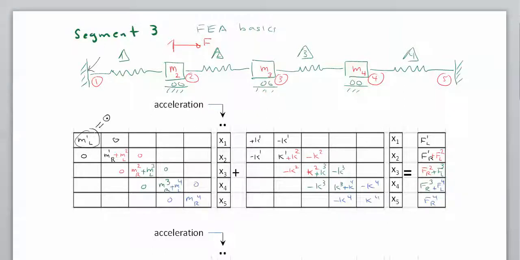By the same token, you look at the last entry here. This is referring to element number 4. Notice the superscript, it says 4, so it's coming from element number 4, which is right here. And it's referring to the right end of that element, which is node 5, and that is the wall. Therefore, this is 0. There is no lumped mass there.